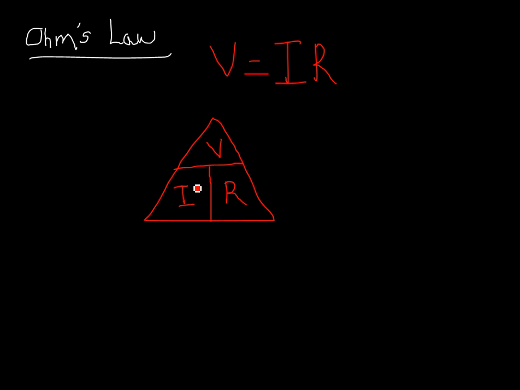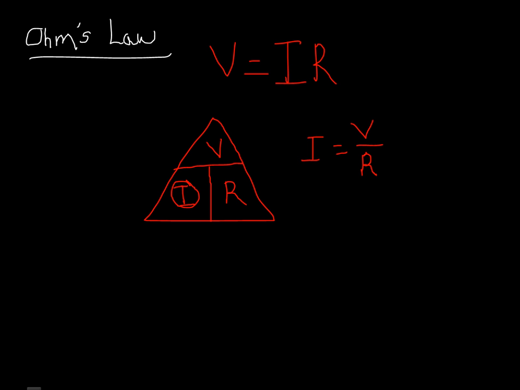If I want to solve for current, for example, I just put my thumb on top of the I, and I'm left with V on top of R. V on top of R. So I just write that out. I put V on top of R, and I'm left with current equals voltage over resistance.